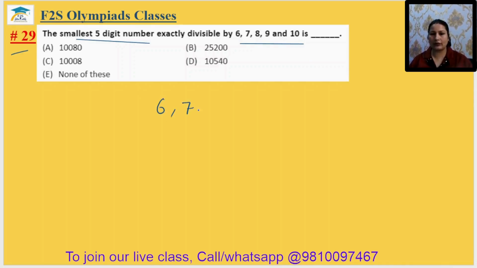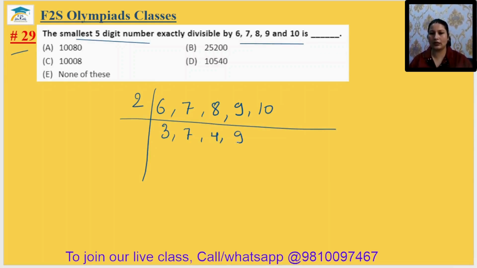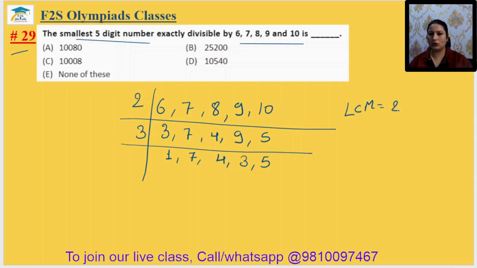So 6, 7, 8, 9, 10. Take 2 as the common factor. 2 3s are 6, 7, 2 4s are 8, 9, 2 5s are 10. Now we can take 3 as the common factor. 3 1s are 3, 7, 4, 3 3s are 9 and then 5. Now I think there is not any common factor between these numbers. So LCM equal to 2 multiplied by 3 multiplied by 7 multiplied by 4 multiplied by 3 and 5.